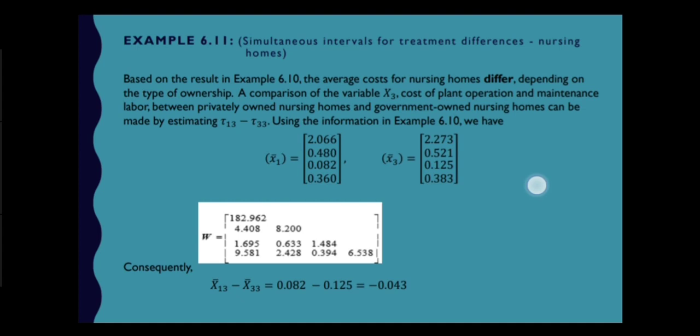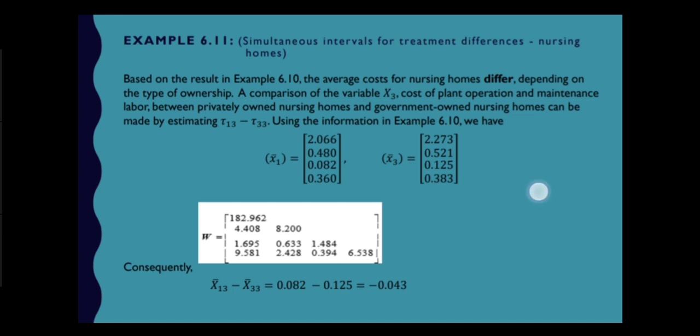Okay, from the example 6.10, the average cost for nursing homes differ depending on the type of ownership. Which is we reject H-naught from the example 6.10. Bila reject H-naught, we can say that at least one of the population is differ. Okay, so kat sini kita punya population adalah, we have 3 populations here, which is the type of ownership, whether it is private, non-profit dan government.